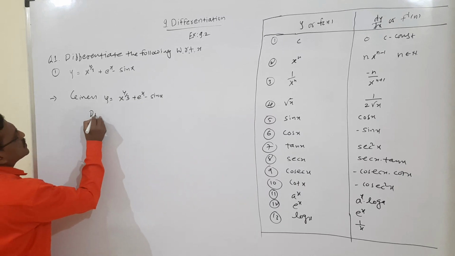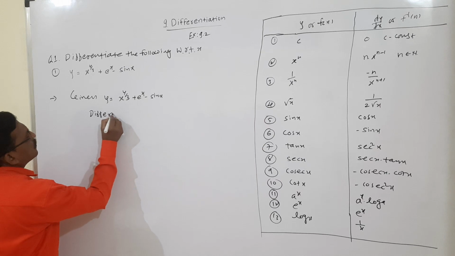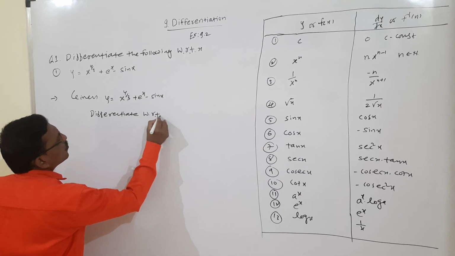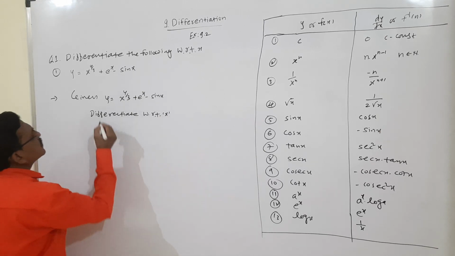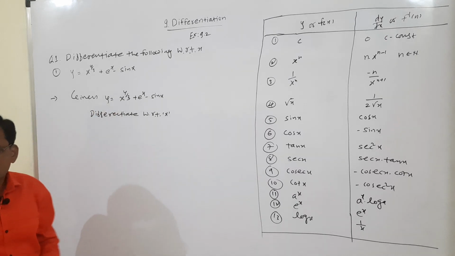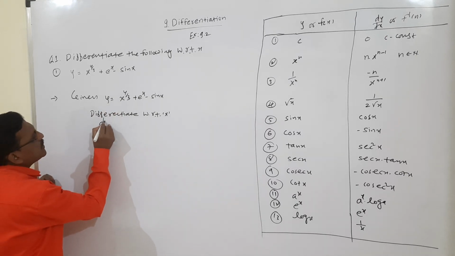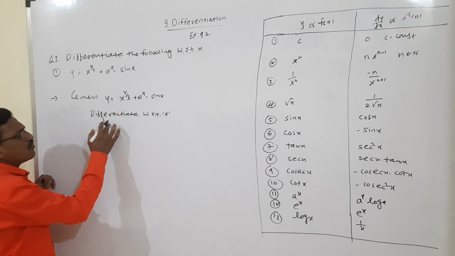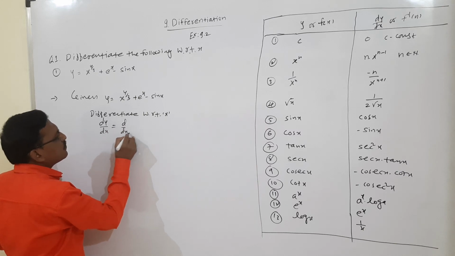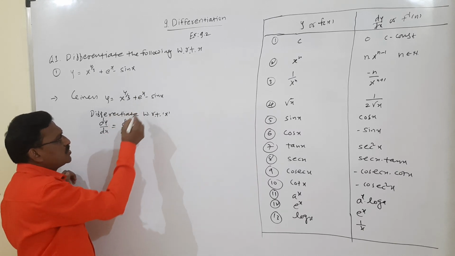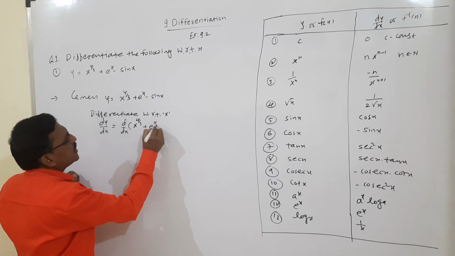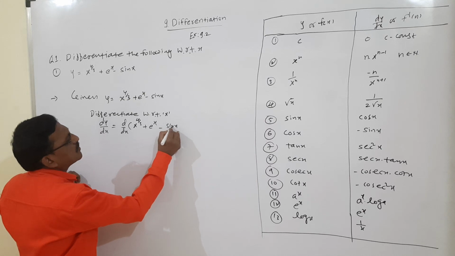Differentiate with respect to x. So we differentiate this function y with respect to x. It means that, write down dy by dx, the derivative of y with respect to x. And in the right hand side you may take the first derivative of this function with respect to x, x raised to 4 by 3 plus e raised to x and sin x.